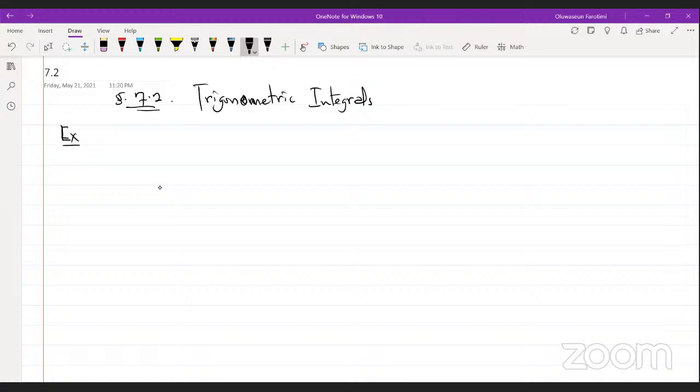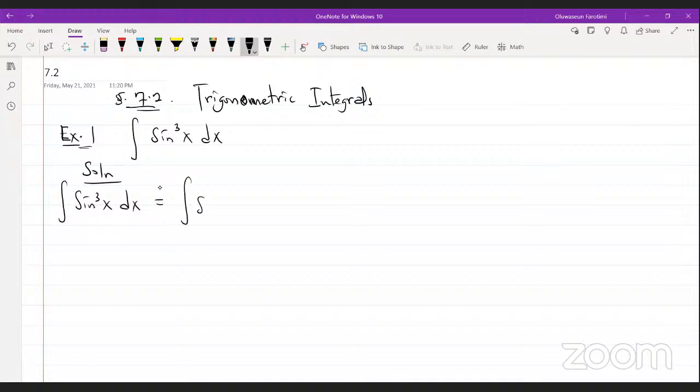The first example I would like to talk about here. Suppose you have a problem: the integral of sine cubed of x dx. Of course, you might want to think for a second. All right, so let us solve this. I can rewrite this as the integral of sine x multiplied by sine squared x dx, right? This is fine.